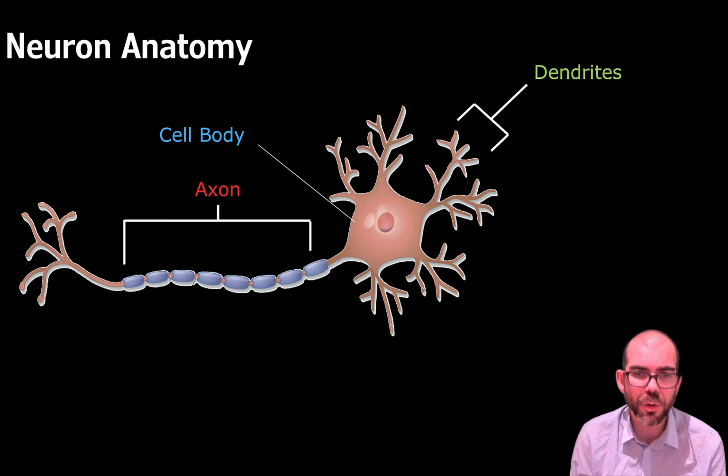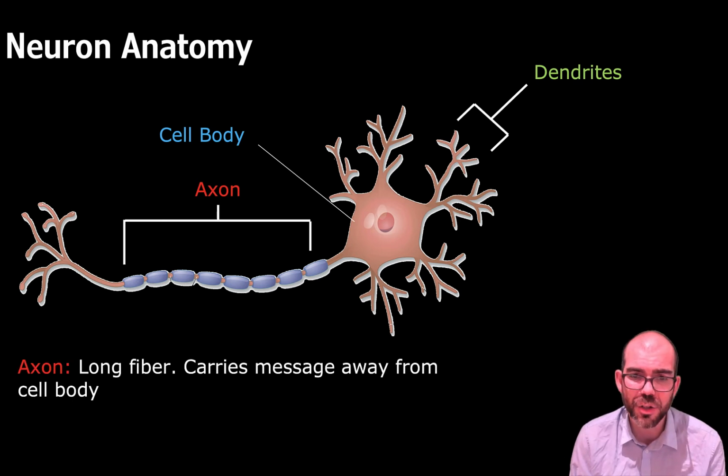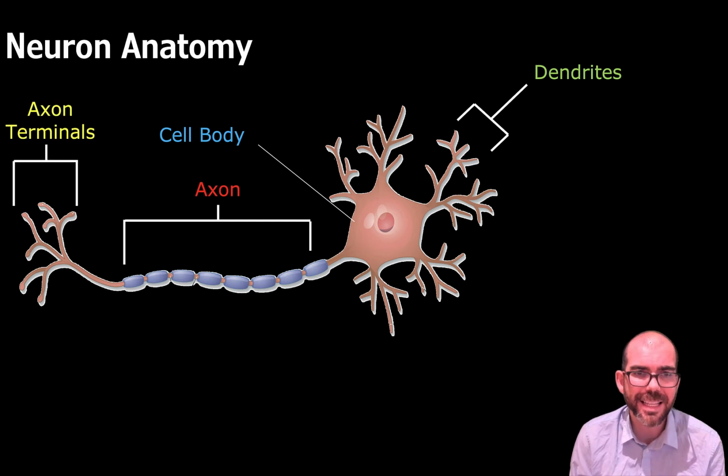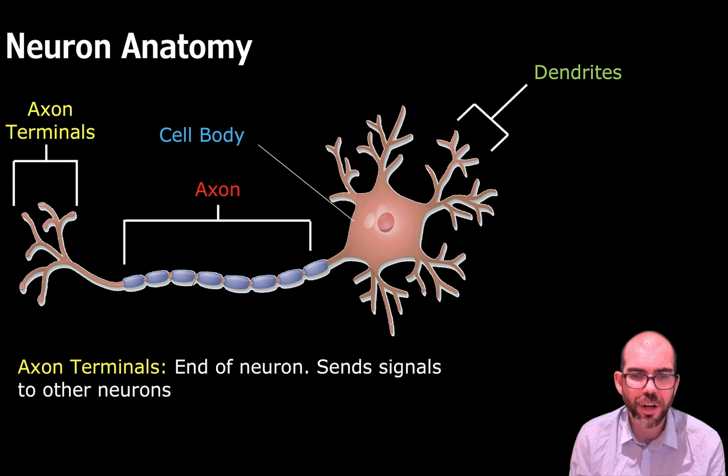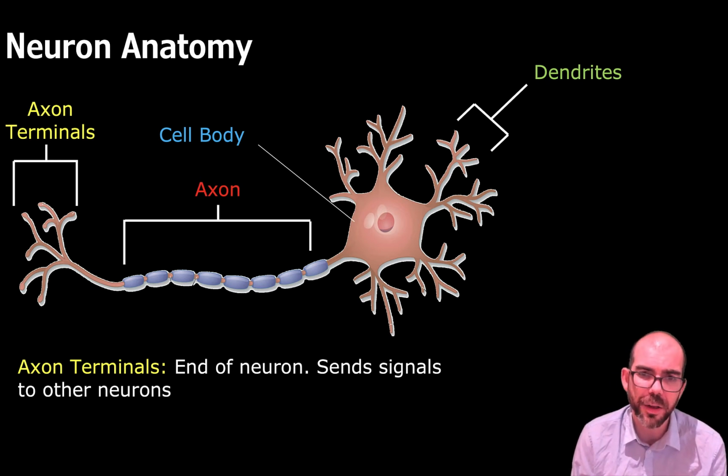The long tube-like structure running on the neuron is called an axon. This axon is just a super long fiber, and it's going to carry the message away from the cell body. If messages are received from the dendrite, that message is going to go through the cell body and then be carried down the axon. So our communication is going from right to left. At the end of the axon are axon terminals. These nodes are going to be able to send a signal to another neuron, and we call them axon terminals because they're located where the axon terminates.